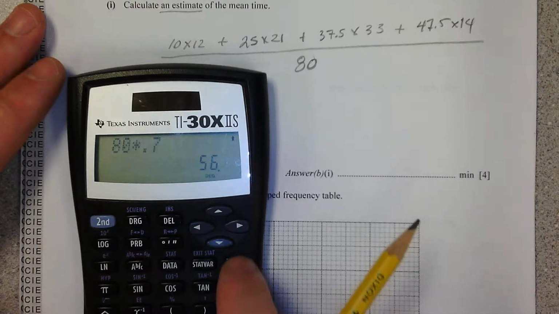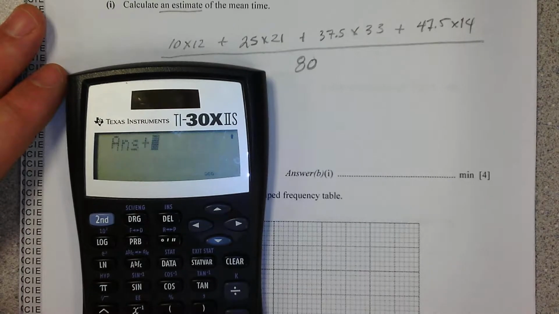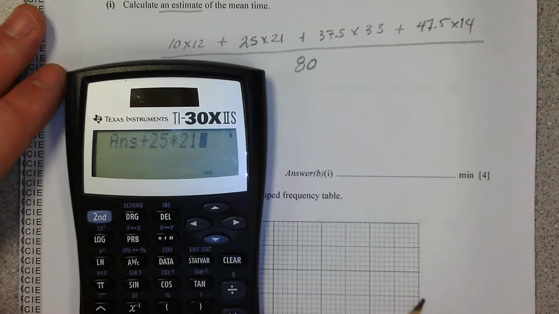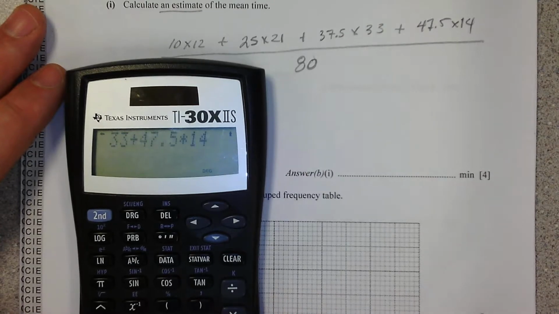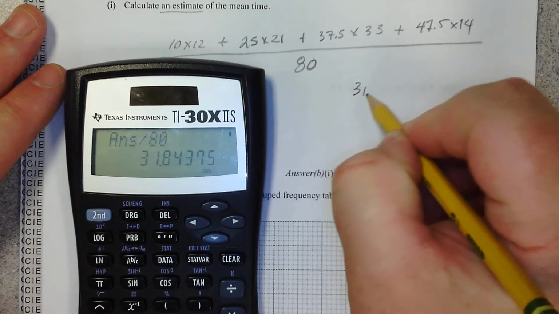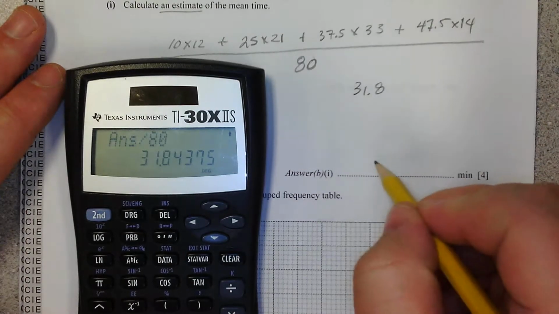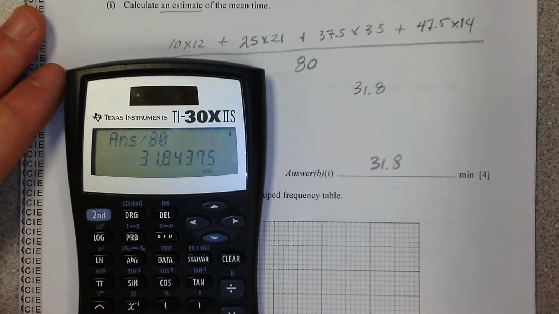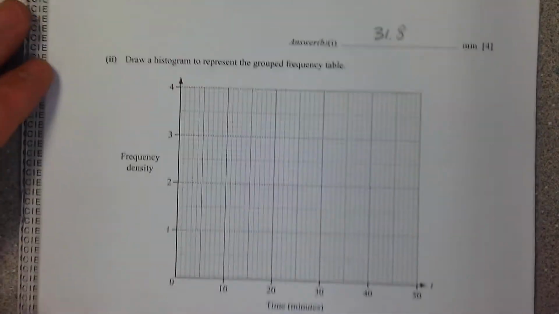Okay, so let's clear this. 10 times 12, of course, that's 120, plus 25 times 21 plus 37.5 times 33 plus 47.5 times 14. That whole thing equals that number right there. Divide that by 80. We get 31.8. And that's three significant figures, 31.8. I would highly advise that when you're doing this as a test, you do that same calculation twice. But I already know it's good to go, so we're going to move on.